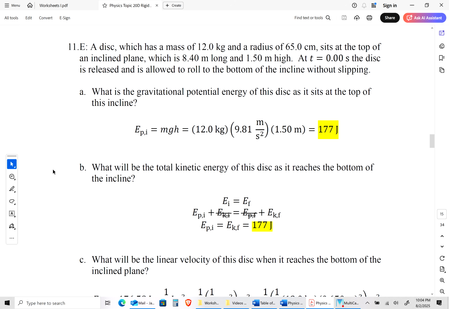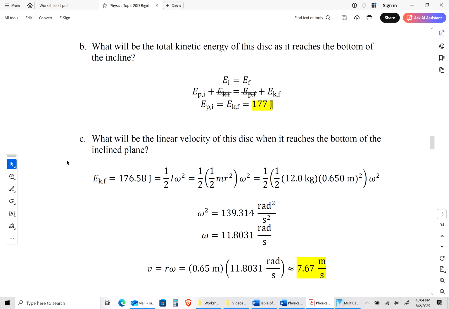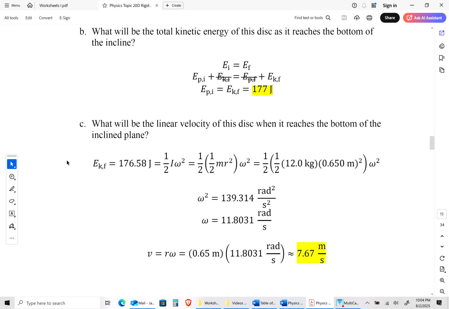So just use mgh. Part B, what will be the total kinetic energy of this disk as it reaches the bottom of the incline? E initial equals E final. So this is the same answer as in part A. Part C, what will be the linear velocity of this disk when it reaches the bottom of the inclined plane?